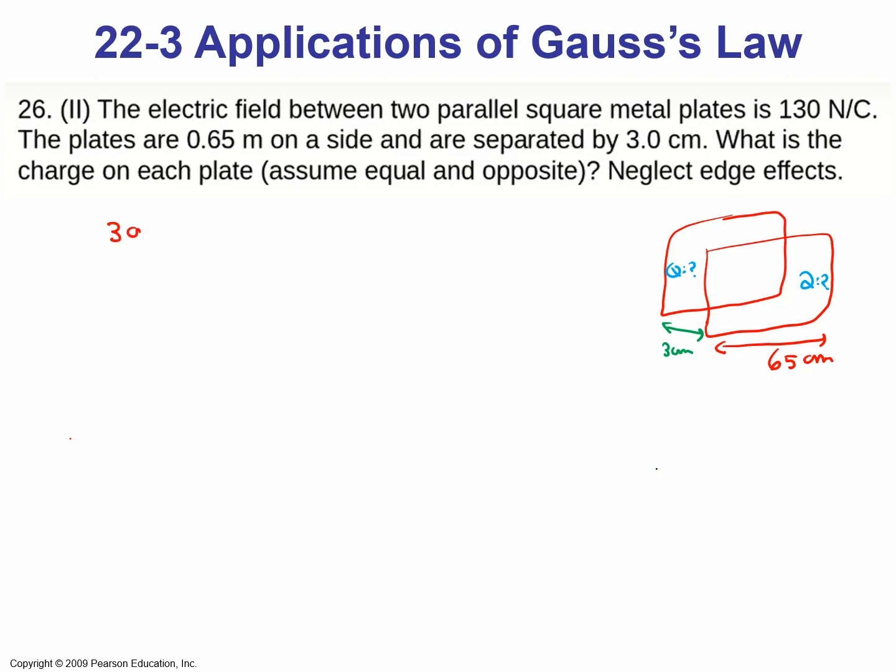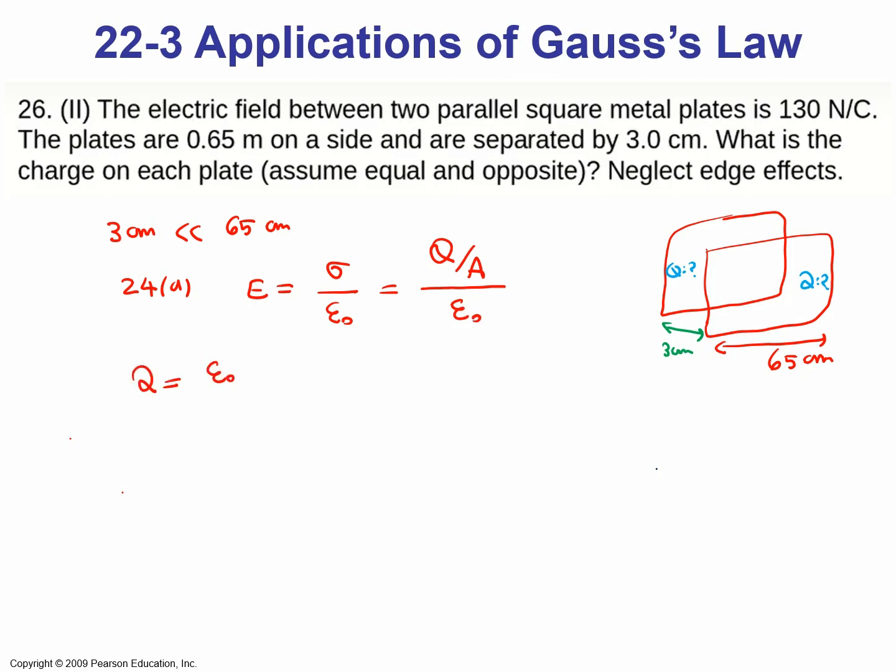we note that 3 centimeter is much smaller than 65 centimeter, and we can imagine that the size of the plates is infinite compared to the separation between the two plates. And also we are going to ignore the edge effects. Therefore, we can use the results of problem 24a, and that is electric field is equal to sigma, the density of charges on each surface, divided by epsilon naught. The density of charge is defined as charge Q divided by the surface A, and we can solve this for charge Q.